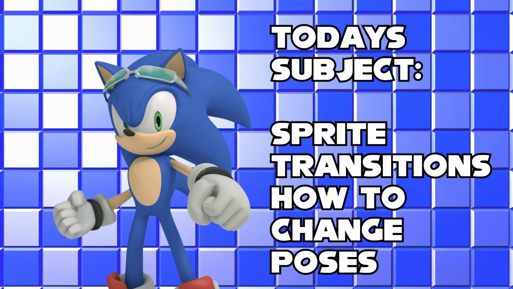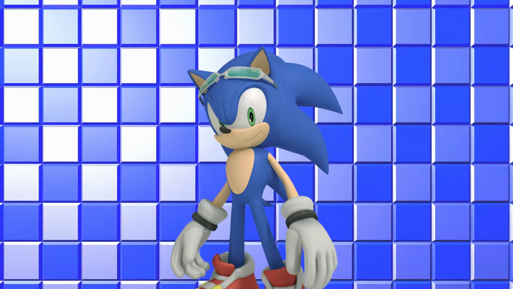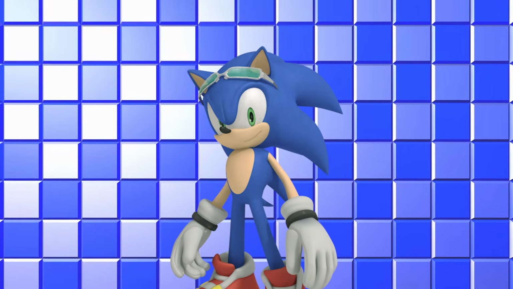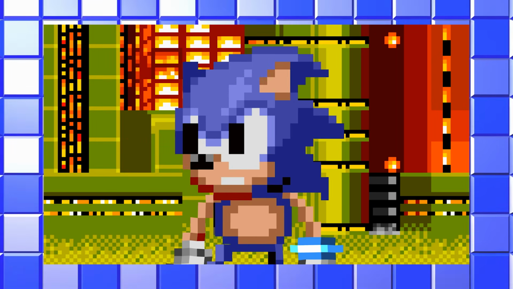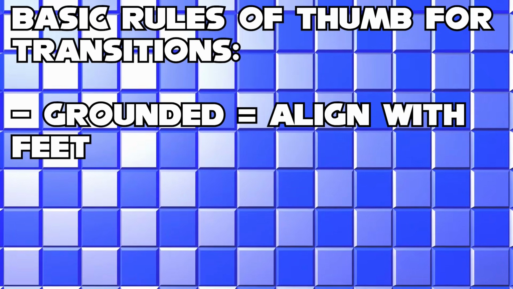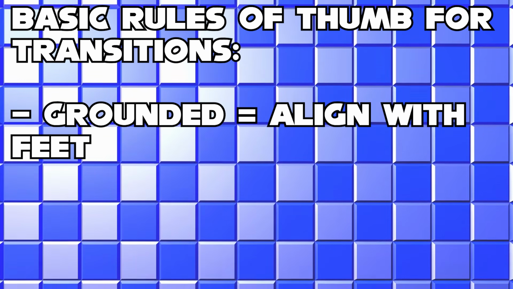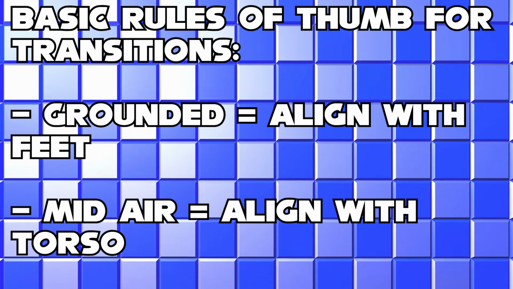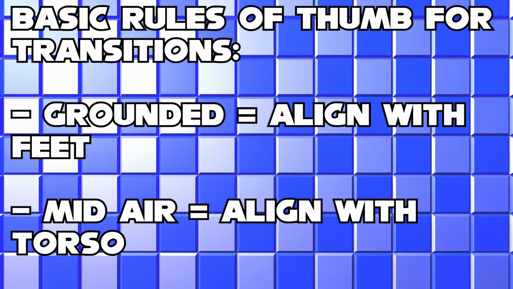Today we're going to talk about sprite transitions and different ways you can approach them in your work. When transitioning sprites, we have to take into account the different circumstances your character sprites are in. For example, if your character is in midair or underground, the way you transition sprites can vary a lot. If your sprite is grounded, you have to make sure that the sprites are aligned to the feet. And when the character is in midair, you might have a lot more freedom to do transitions, but preferably keep the sprites aligned to the torso.